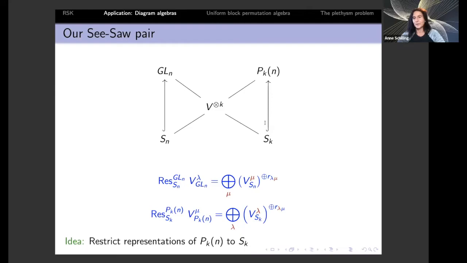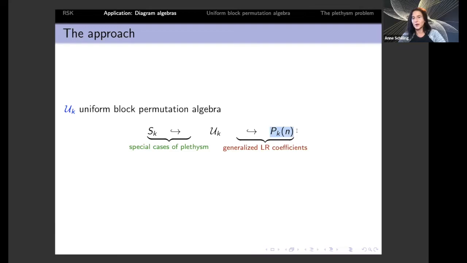And one thing that we observed is that you can actually go through another subalgebra. What we want to do is sort of restrict from the partition algebra to SK. But there's actually another algebra in between, which we call the uniform block permutation algebra. And it turns out that if you want to look at these restrictions of PK to UK, the restriction coefficients are some generalized Littlewood-Richardson coefficients. And then the restriction of UK to SK are special cases of the plethysm that I mentioned before.